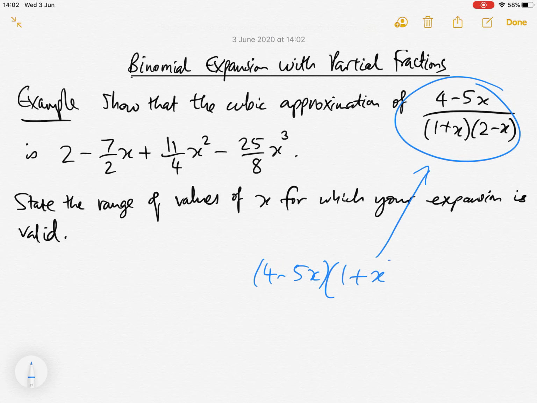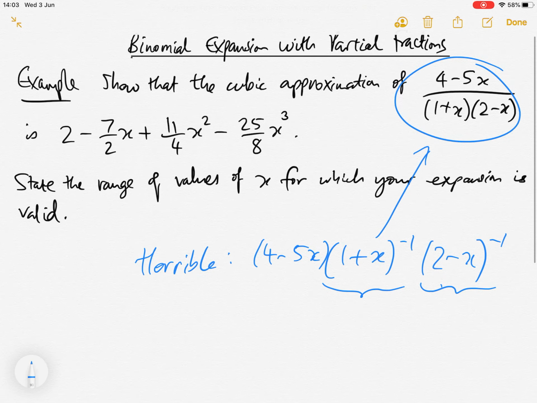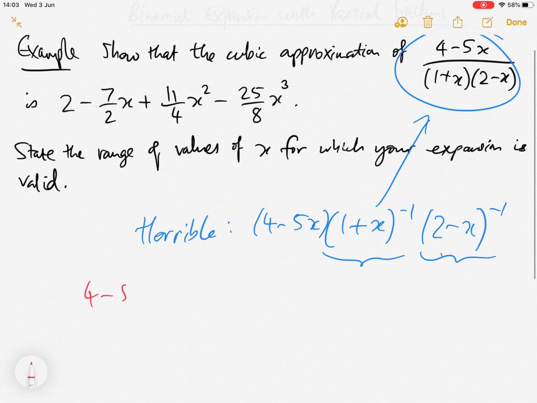together the three series, or these two things here you can expand using the binomial theorem, and then we could multiply by 4 minus 5x. This is horrible. So do not do this, because this is not a very sensible way to find the binomial expansion of this. A much better way would be to write this in partial fractions.